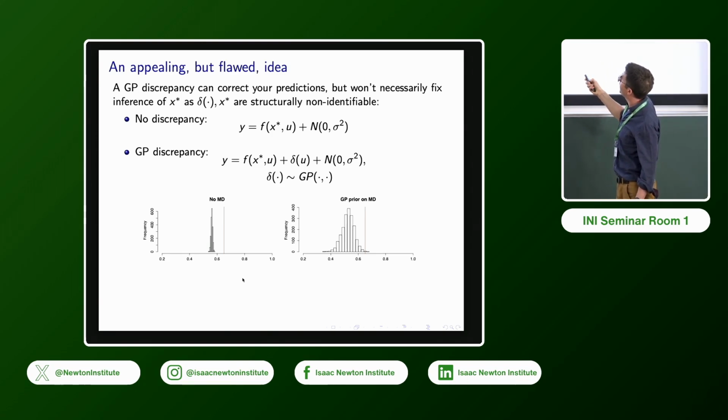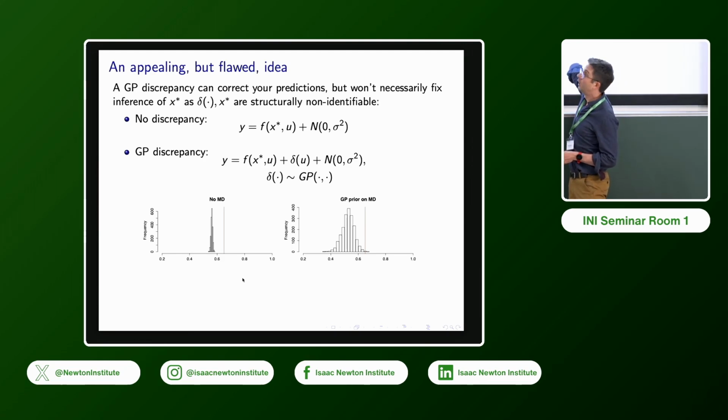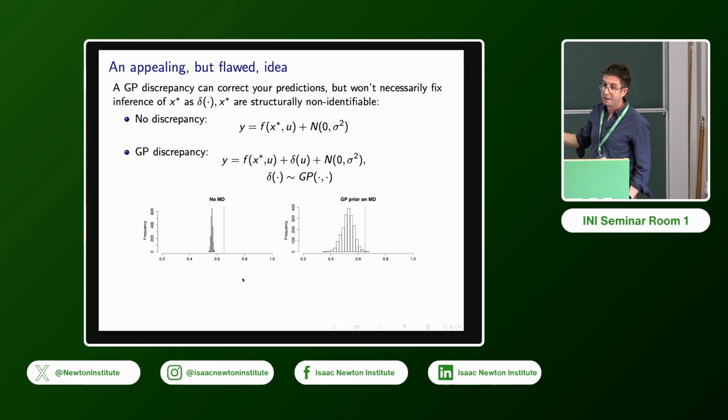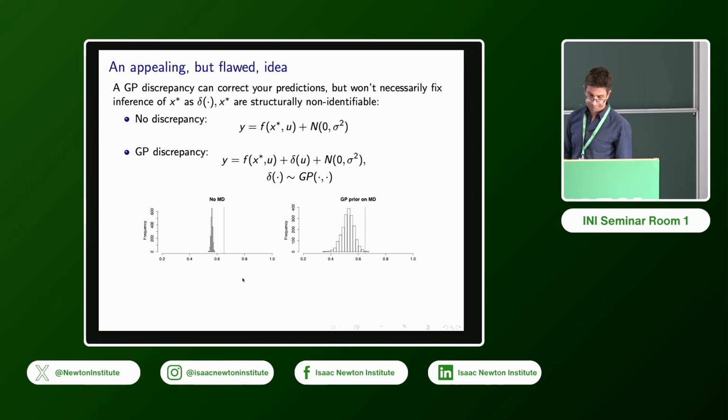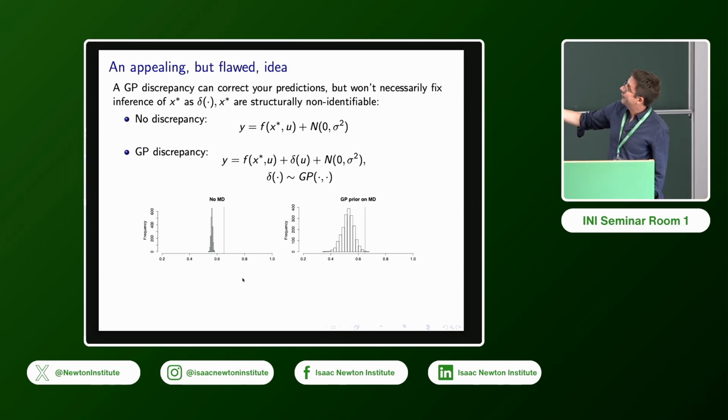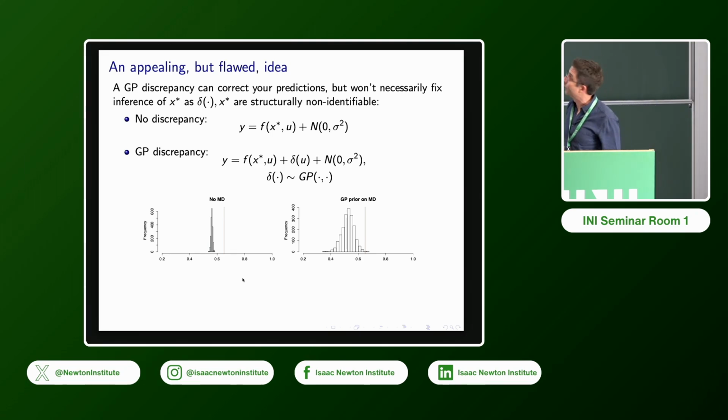If we do model the discrepancy, so we follow the Kennedy-Hagen approach, we still get a wrong answer. We're slightly less confident, but we're still kind of wrong. And no matter how much data you collect, you're still going to be wrong. You're just going to get more confident, but wrong. And the problem, of course, is there's a non-identifiability between delta and x star here. I could use any x star, and there'd be a delta that fits the model. So it's kind of an obvious statement.